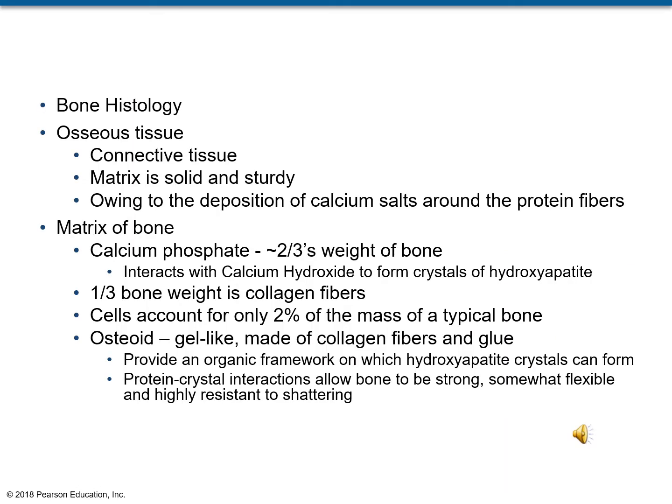Okay, under bone histology, the osseous tissue is a type of connective tissue. This is your bone tissue. The matrix is very solid and sturdy, and it is that way because it has calcium salts that are located around protein fibers. The calcium salts are called calcium hydroxide and calcium phosphate. Both have the salts in there. Those salts form crystals, and the crystals are called hydroxyapatite.